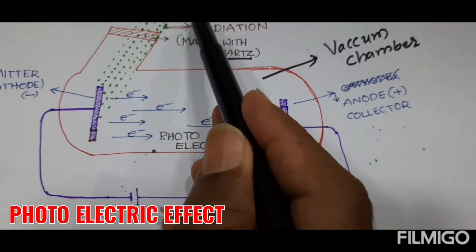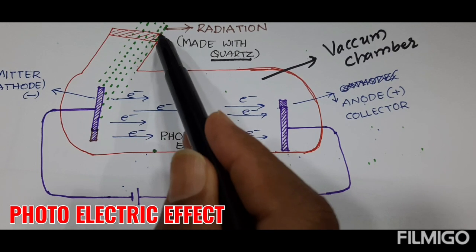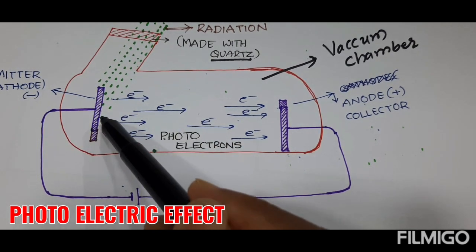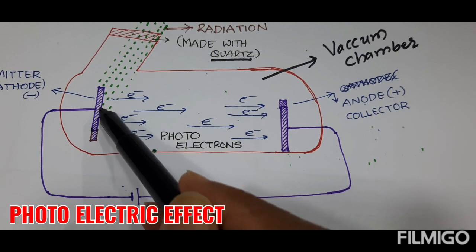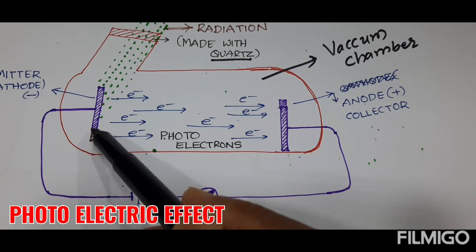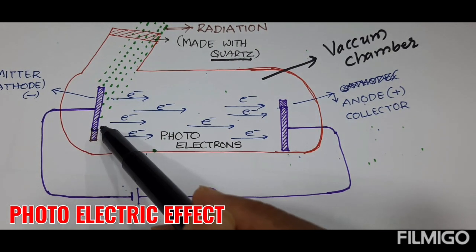Now you allow the radiation from the source through this quartz window. Whenever this radiation falls on this cathode, which is made up of a metal sheet, generally a metal of lower ionization potential, or a metal sheet of larger size, in order to release the electrons readily, as discussed earlier.